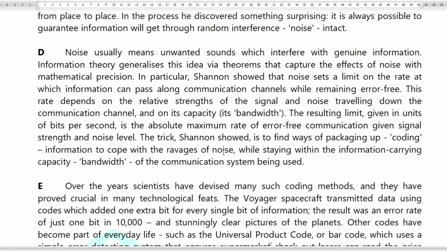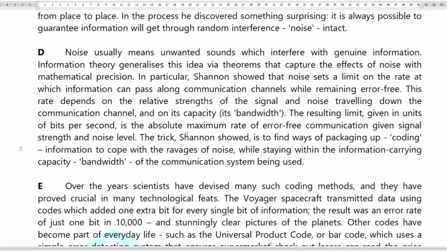Really nice one. So the ravages of noise means the destruction, the damage caused by noise. So ravages of noise is another way of saying damaging noises, while staying with the information carrying capacity, the bandwidth, of the communication system being used.